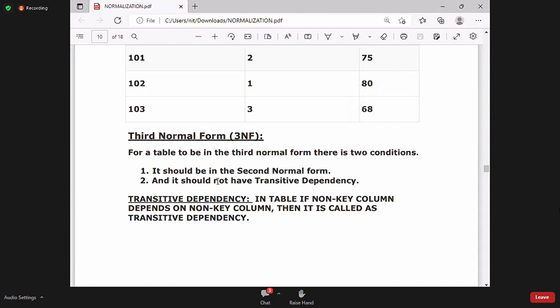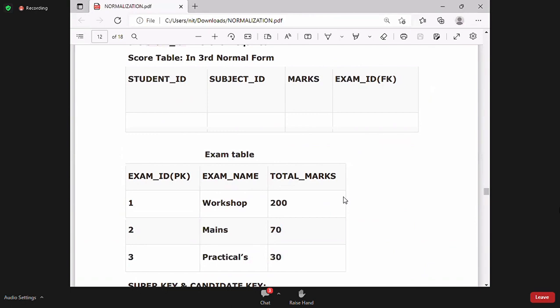And the second one is what? Should not have transitive dependencies. Now tell me, any transitive dependency here? Not at all. Transitive dependency is also not there. That means my first condition is satisfied, it should be in the second normal form, and there are no transitive dependency columns. It means my third normalization's two conditions are satisfied. Then we call these as third normal form.